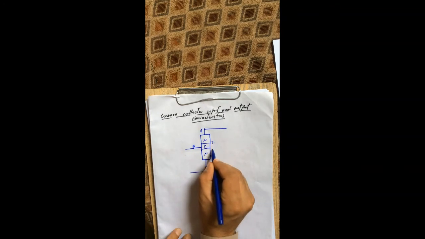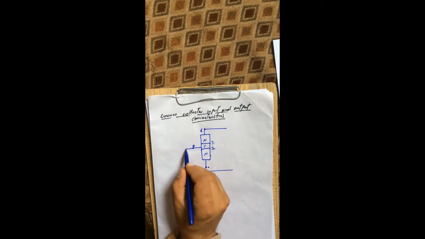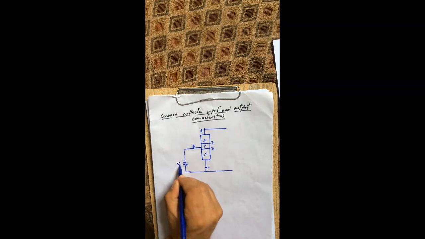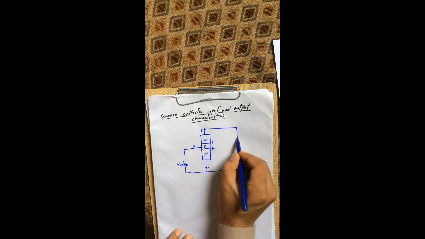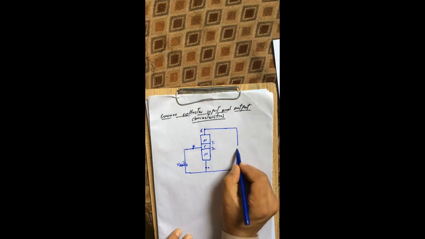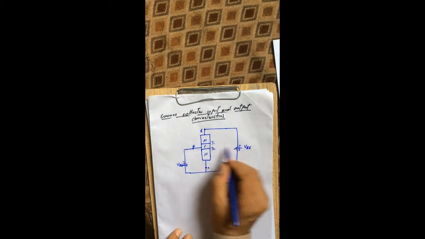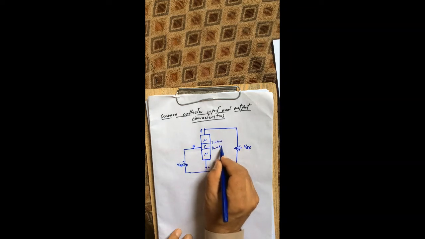So this is junction J1 and this is junction J2. This junction J1 will be forward biased and junction J2 will be reverse biased. So for that we use two batteries. This is battery, this is negative, this is positive. This is battery VBB, which makes junction J2 reverse biased, and we have another battery here, which I represent by minus and plus. This battery is VEE, and this VEE makes junction J1 forward biased. So this junction is forward biased and this junction J2 is reverse biased.